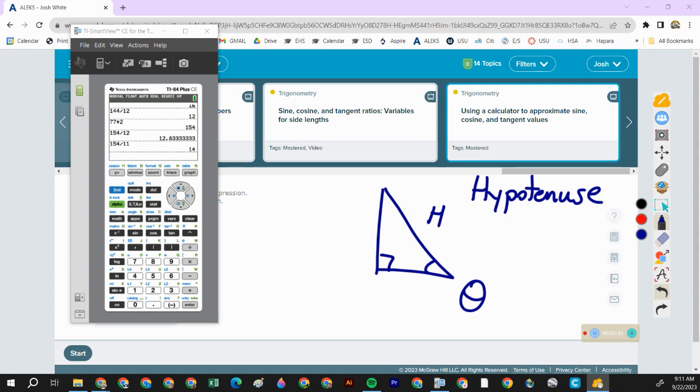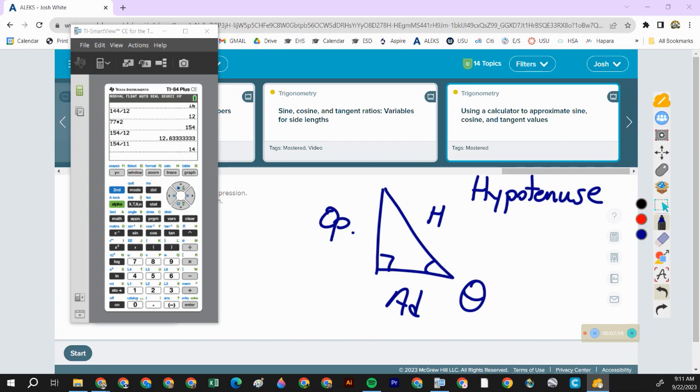So if I choose that to be my angle theta, then I have 2 legs. One of the legs touches theta, and the other one doesn't. So the leg that does not touch theta, we refer to as the opposite side. And the leg that does touch theta, we refer to as the adjacent side.